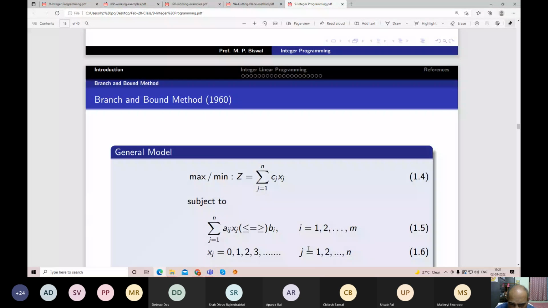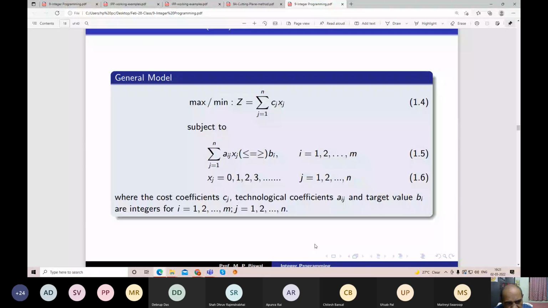The problem can be maximization type, the problem can be minimization type, constraints can be equality type, greater than or equal type, or less than or equal type, and as you know, decision variables are integers. Actually, it is known as an all integer programming problem. Some problems are known as mixed integer, where only a few variables are integers and a few are not. We are not discussing that, we are discussing all integer. All integer means all the variables x1, x2 up to xn are integers. This is a standard model.